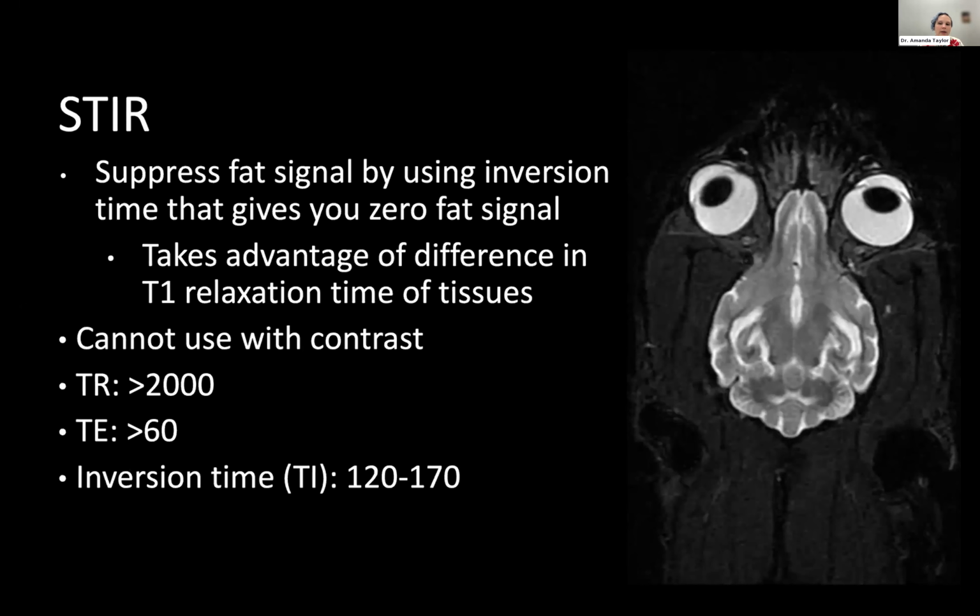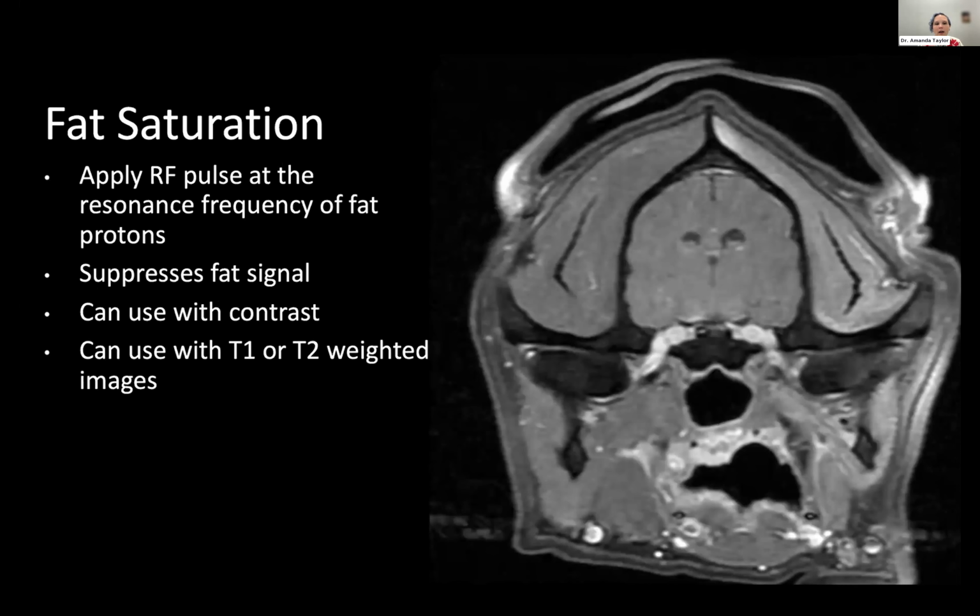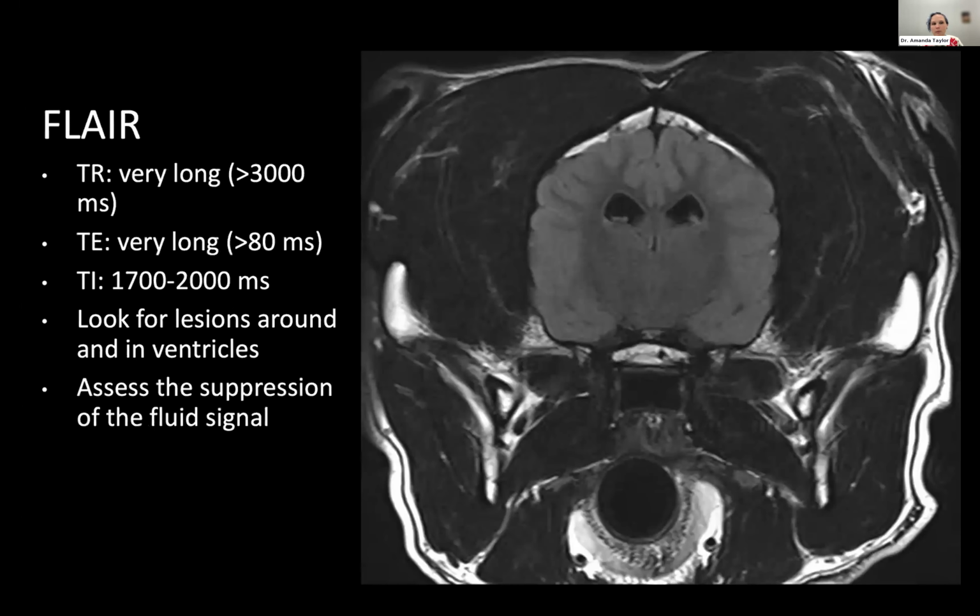STIR imaging is fantastic for looking at lesions with high T2 signal as it removes the fat signal from the image. Keep in mind, you cannot use these with contrast. And fat saturated images are another way to suppress fat signal, but can be used with contrast because of the way the algorithm is utilized to create the image. FLAIR sequences, as alluded to earlier, are fantastic for lesions around fluid-filled structures such as ventricles.